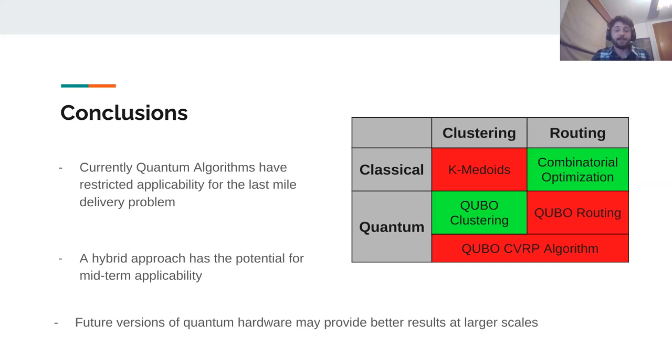But this scale is still way, way too small for a problem like the ones Amazon would have, which I'm guessing would be in the ballpark of millions of variables.